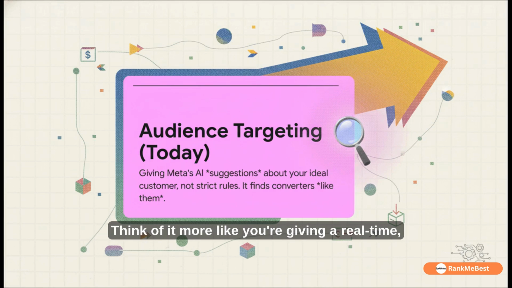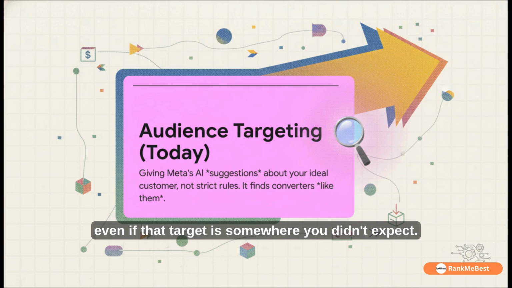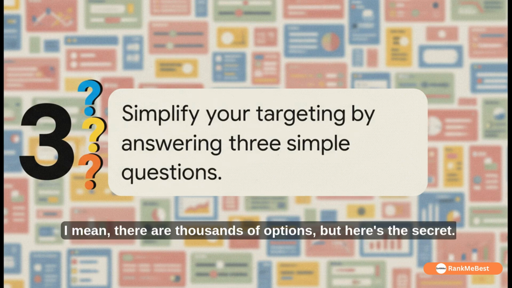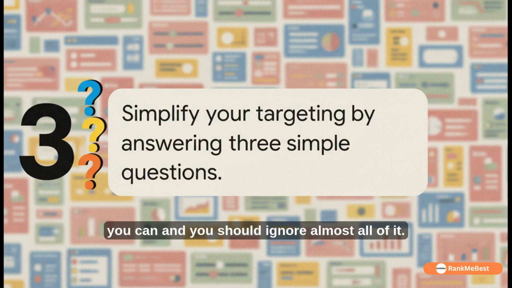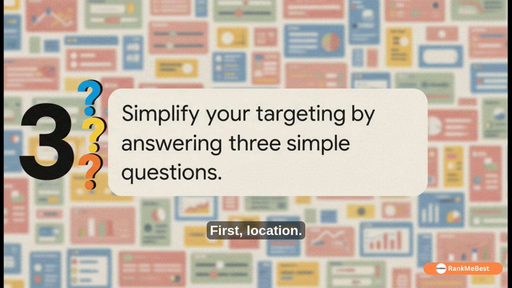Think of it more like you're giving a really smart hunting dog a scent to follow. You just point it in the right general direction, and then you trust its incredible ability to go find the real target, even if that target is somewhere you didn't expect. Your only job is to provide a good, clear starting point. You don't have to be perfect. So how do we give the AI that good starting point? Well, when you open up the audience targeting tool, it can feel like a lot. I mean, there are thousands of options. But here's the secret. For your first campaign, you can and you should ignore almost all of it. All you need to do is answer these 3 simple questions.